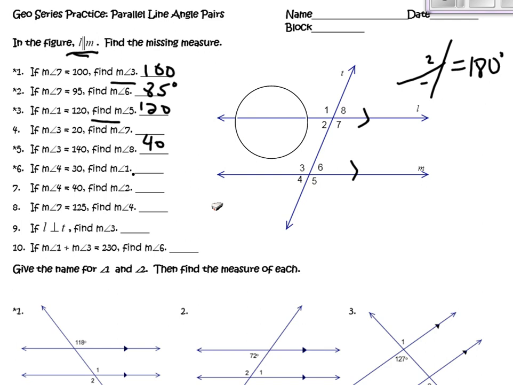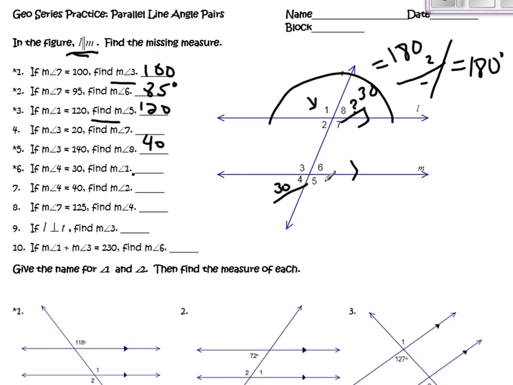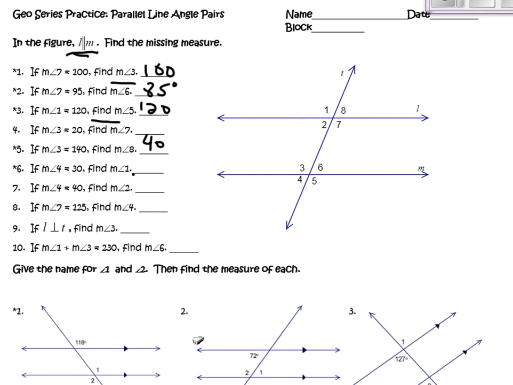If you weren't comfortable with that, we could do it another way. Angle 4 was 30. What if I was looking for angle 8 to get to angle 1? Angle 4 and angle 8 are alternate exterior, so they'd be congruent as well. And once again, angle 1 and angle 8 form a linear pair who have a sum of 180. So 180 minus 30 gives me 150. So you use your other angle relationships to figure out some of the angle relationships that don't have names. So the measure of angle 1 in this one was 150.